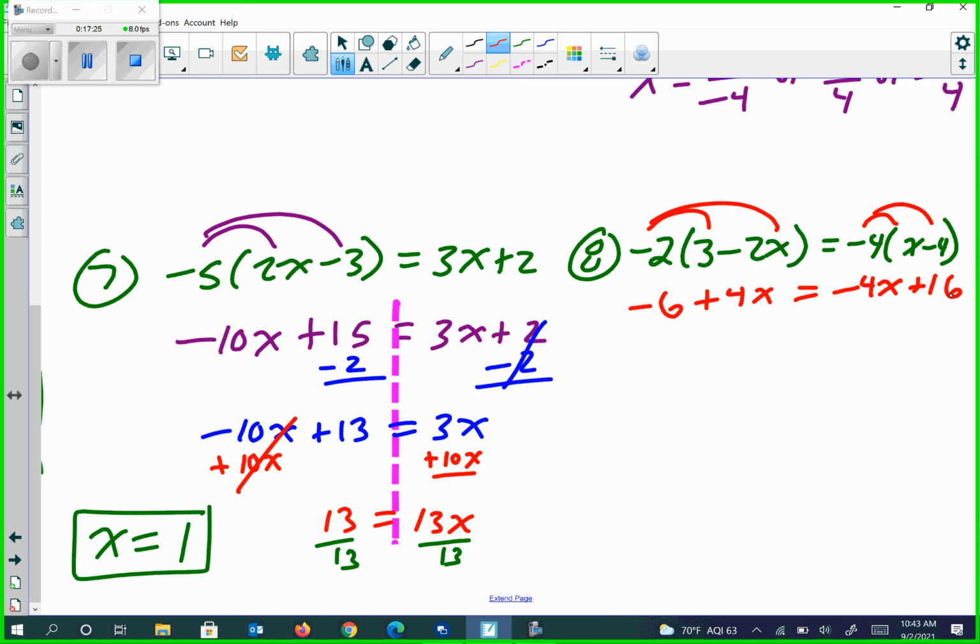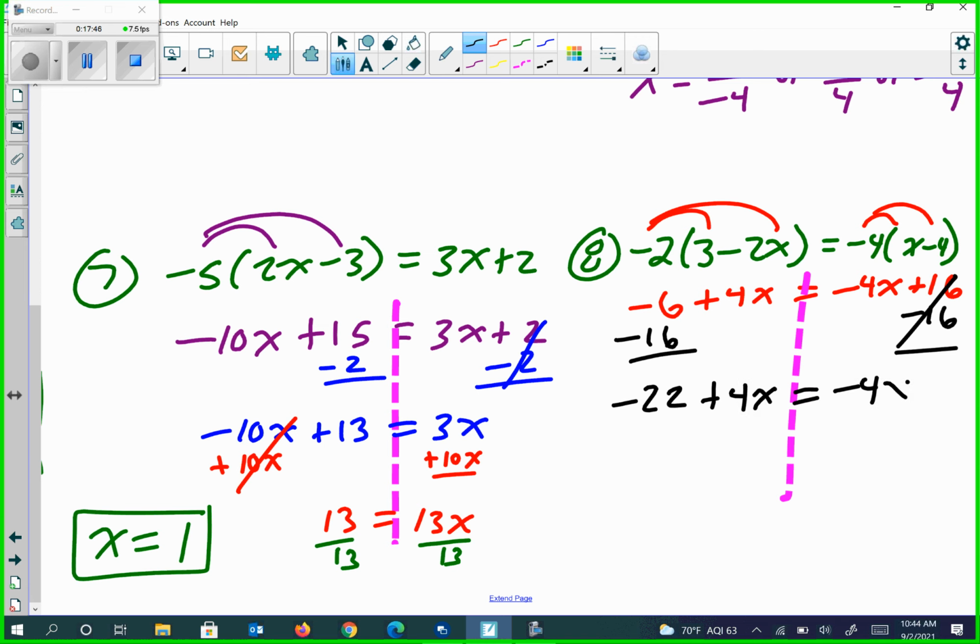I don't have like terms on either side, so now I'm going to start moving things around. So last one, maybe this one, let's move the number first. Let's subtract 16 from both sides. So that gives me negative 22 plus 4x equals negative 4x. Oh, if only they were both positive 4x's, they would have canceled. But unfortunately, they weren't. Subtract 4x from both sides. That cancels. Okay, negative 22 is equal to negative 8x.